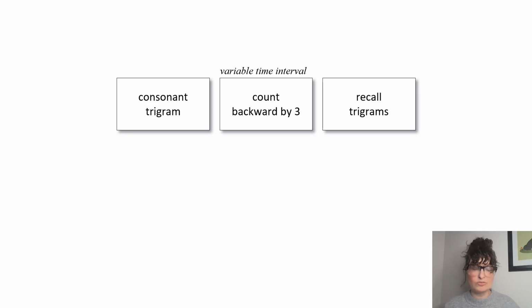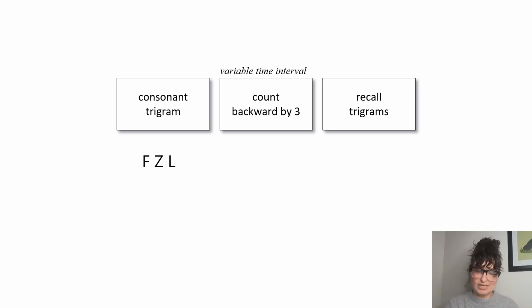The time interval that they would be counting backwards by 3 varied in order to track how long information would stay. The reason why both researchers included this manipulation, where in the interim participants would need to count backwards by 3, was because they wanted to prevent participants from rehearsing information. If short-term memory lasts for as long as you're thinking about it, you have to figure out a way to prevent participants from thinking about it. So that was the count backwards by 3.